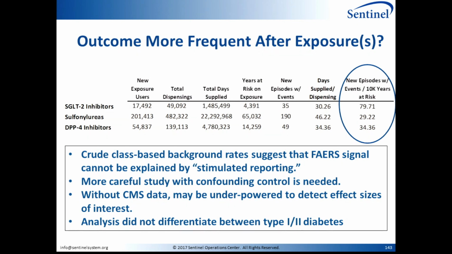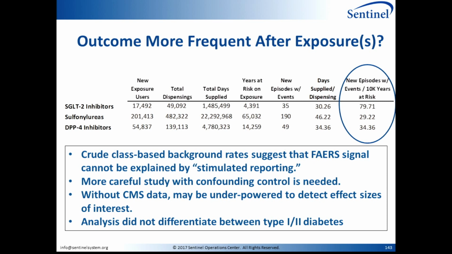So we have crude, so unadjusted, class-based background rates that suggest that the FAERS signal can't be explained away by saying, oh, it's stimulated reporting. There's a brand new medication on the market and people are filing event reports about it because it's brand new. So we don't have evidence that supports that idea. We can say that there's evidence here that maybe further study is really required.